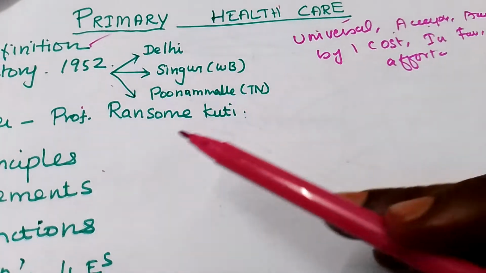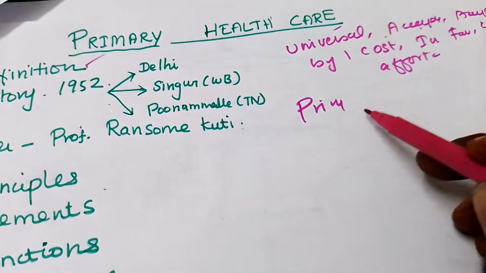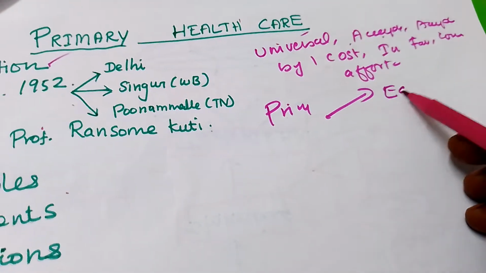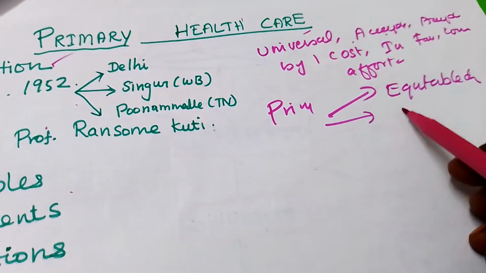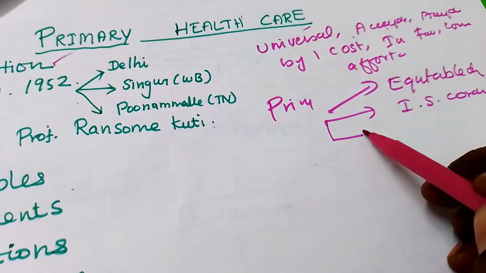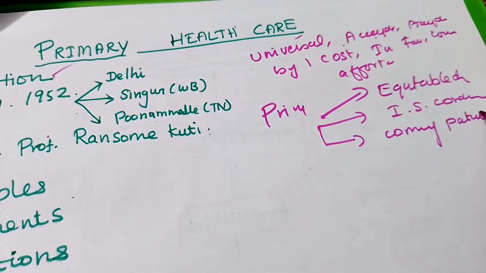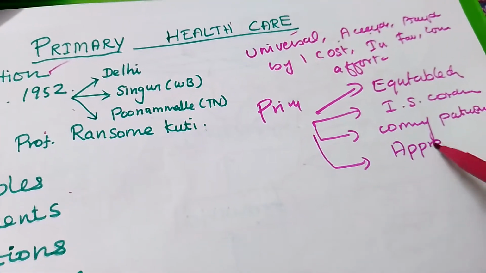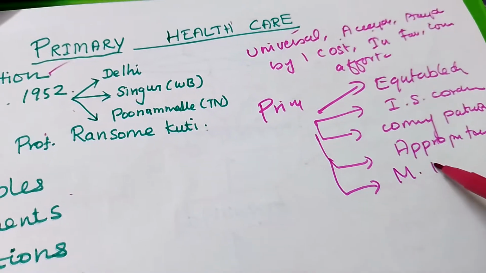The next topic is the principles of primary health care. The main principles are, first, equitable distribution, then intersectoral coordination, then community participation, then appropriate technology, then manpower development.